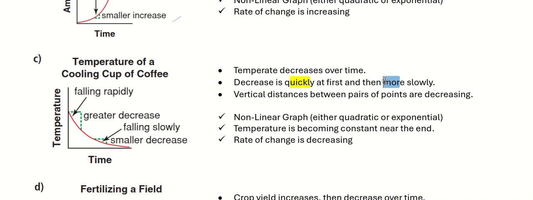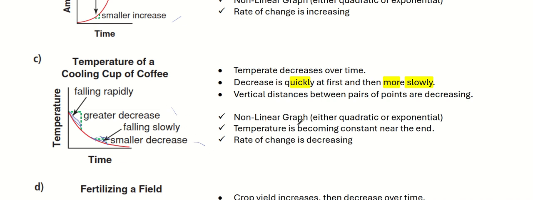Then more slowly afterwards. The vertical distance between pairs is decreasing. So let me just get my pencil tool. Over here, if I draw a line from here to here, that is the slope. And over here to here, the slope is more flattened. So over there it looks like that, and over here it looks more like that. So you can tell that the rate of change is changing. The rate of change is decreasing.